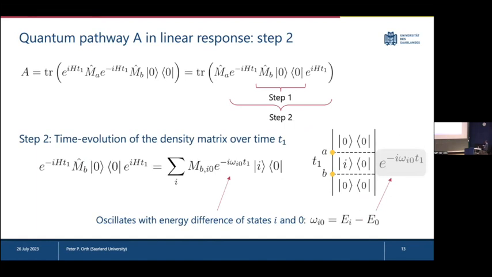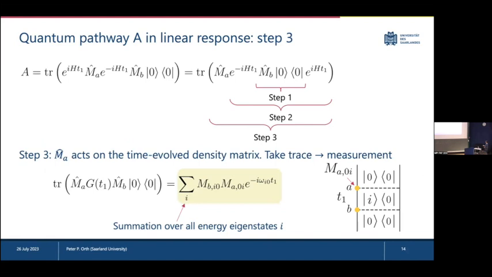So you wait some time t1, the system acquires this phase, which is given by the energy difference between I and 0. And then you probe, you basically apply another operator, which in this case is just magnetization again. A and B refer to X, Y, Z. And that has to bring you back to the ground state because of this trace condition when you compute the Kubo formula. And so there's another matrix element, and then you sum over all the eigenstates.